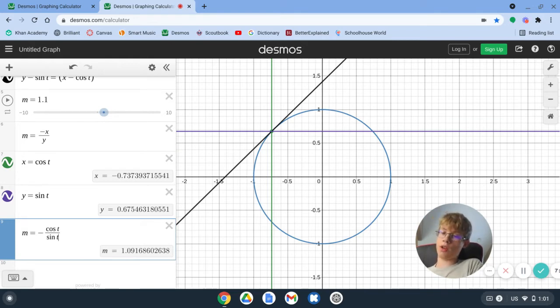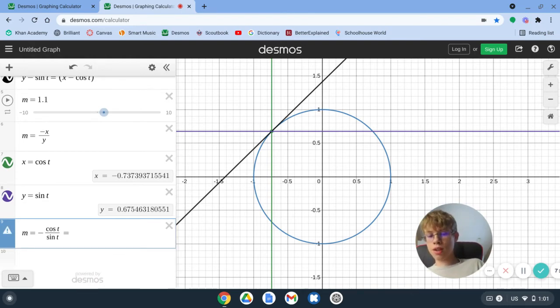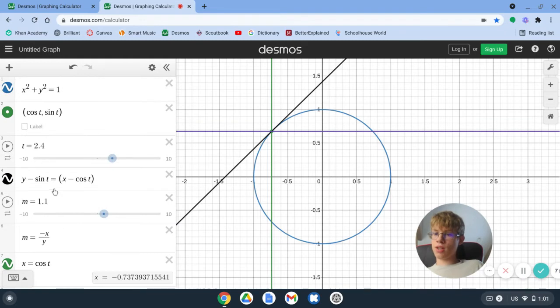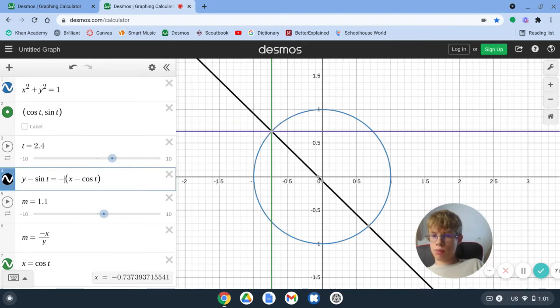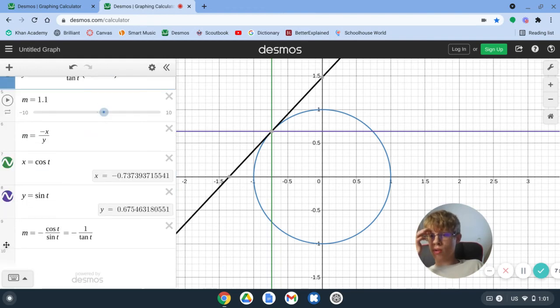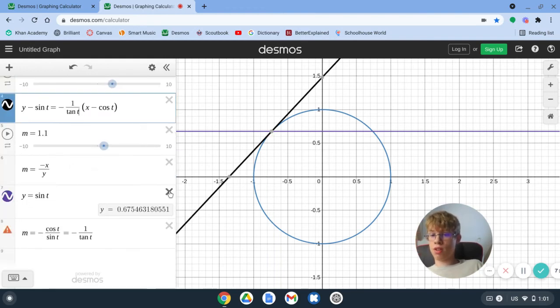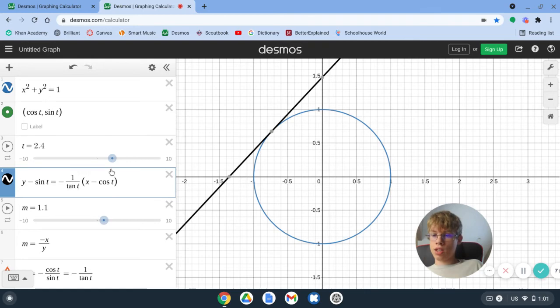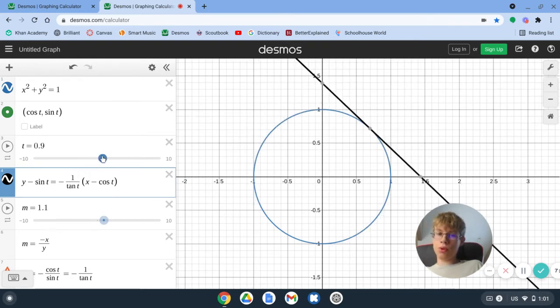Tangent is sine over cosine, so cosine over sine is 1 over tangent. So we get that the slope is -1 over tangent of t, right? So if we plug -1 over tangent of t into our point slope formula and delete these graphs which are messing everything up, and then adjust t, we'll see that we now have a line that rolls around the circle.